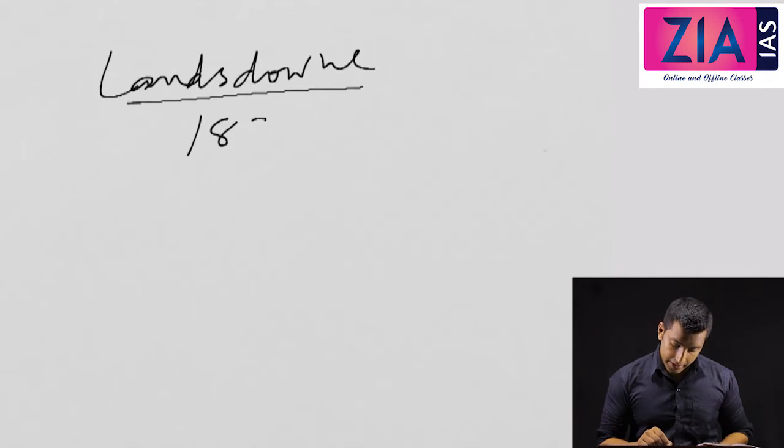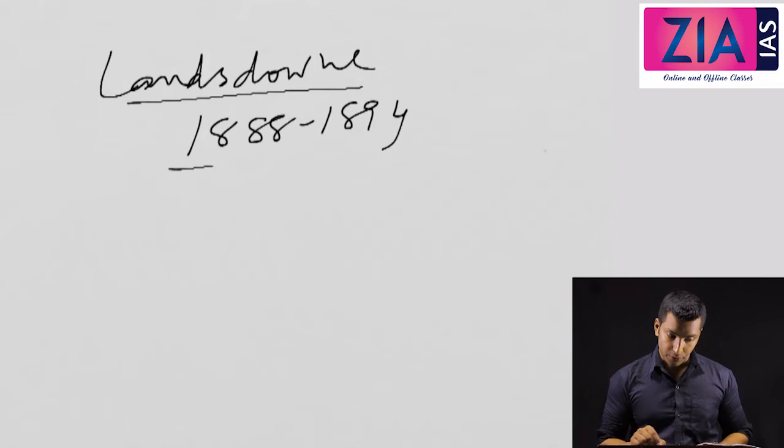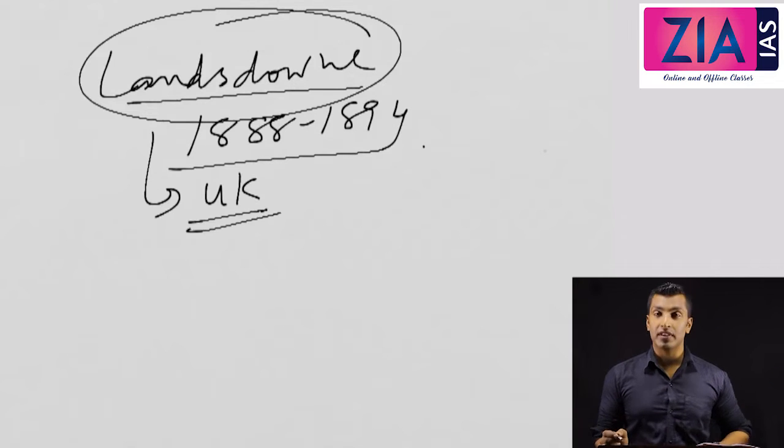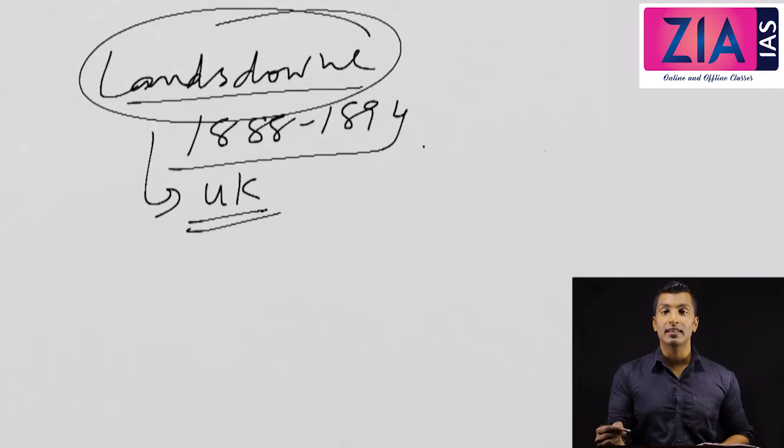Next Governor General is Lord Lansdowne, 1888 to 1894. Lansdowne is a city in Uttarakhand. Like when we discussed Dalhousie, I told you Dalhousie in itself is a city in Himachal Pradesh. So similarly, Lansdowne is a city in Uttarakhand.